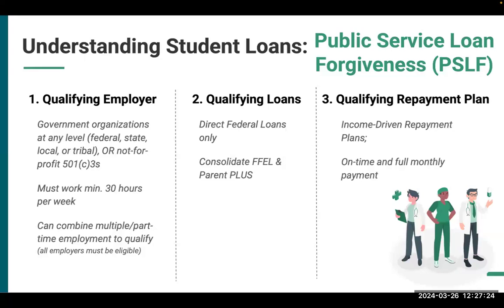You must work for any government organization at any level, federal, state, local, or tribal, or any nonprofit 501(c)(3). NYU Langone Health is a qualifying employer. The only stipulation here is you must work a minimum of 30 hours or more per week. Now, you can combine multiple part-time employment to qualify. So let's say maybe you work part-time at NYU Langone and maybe part-time at another hospital. So long as both employers are qualifying, and so long as combined you work a minimum of 30 hours or more a week, you can qualify for public service loan forgiveness.